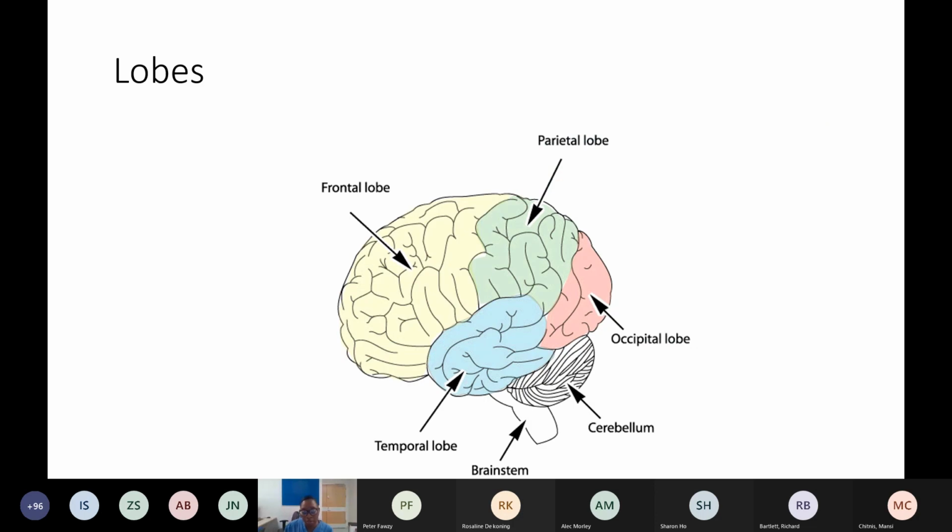So we discussed the lobes a little bit, but as I mentioned, these are all essentially named with relation to the bones that overlie. So we have four main lobes: the frontal and parietal, separated here by the central sulcus, the temporal here, and then posteriorly we have the occipital lobe.